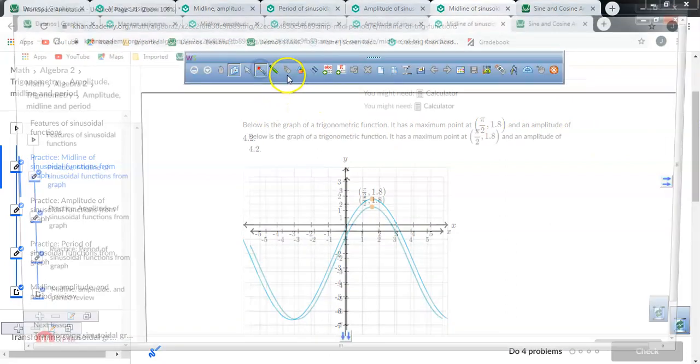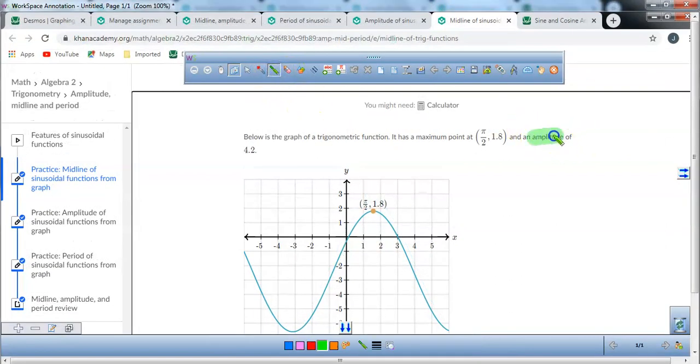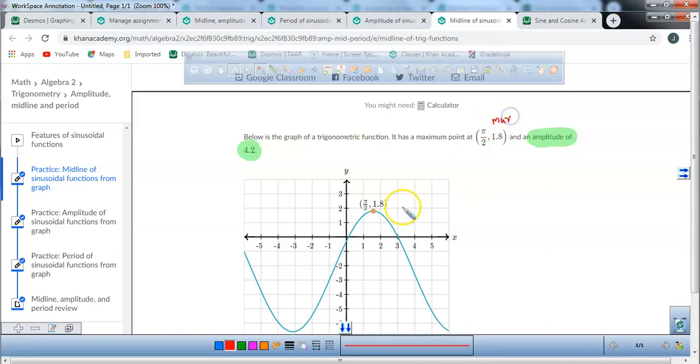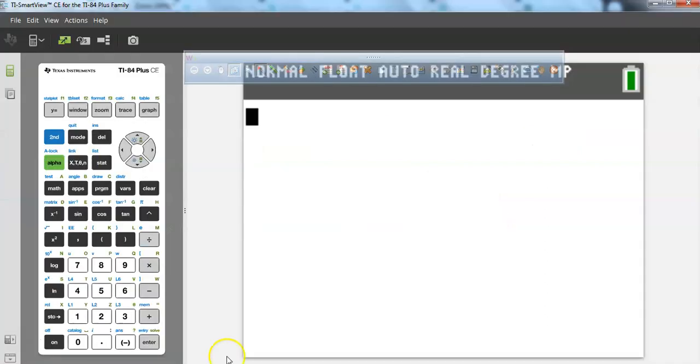They've given us an amplitude. I'm going to highlight it. They've given us an amplitude of 4.2, and they've given us a maximum point, which is at 1.8. If I want to find the midline and they've given me the maximum, all I got to do is take that 1.8 and take away the amplitude. So let's take 1.8 and take away that amplitude of 4.2.